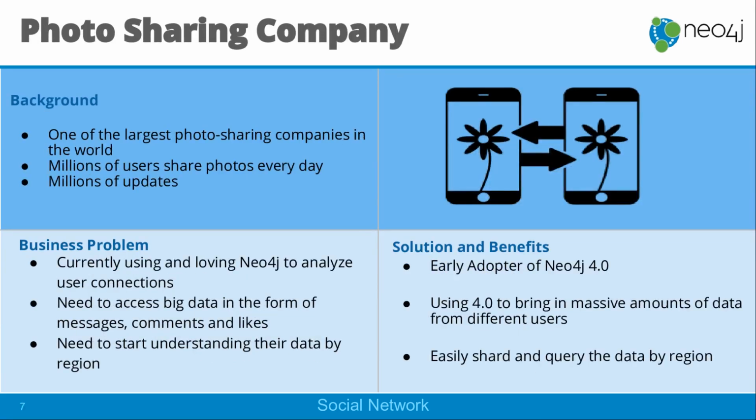The next one I'd like to talk about is a photo sharing company. And this one really excites me because this is 4.0 at its best and brightest. So one of the largest photo sharing companies in the world uses Neo4j. Millions of users update photos every day. And so they are loving Neo4j, but they wanted more. They wanted more data. They wanted to access messages and likes and comments. And so they also want to understand the data by region. So they became an early adopter of 4.0. They brought this in, and we'll show you a little bit of how they worked with us.